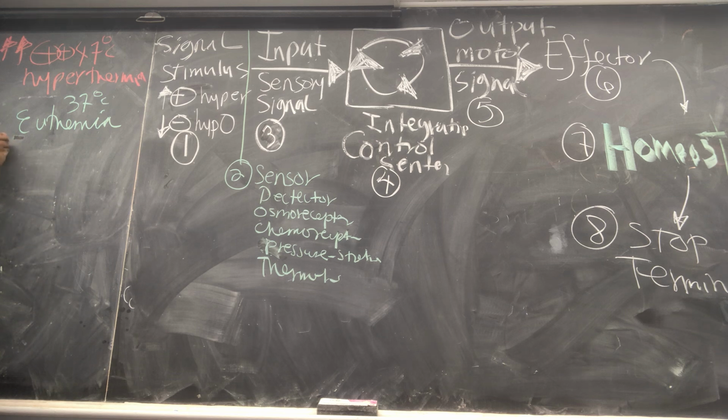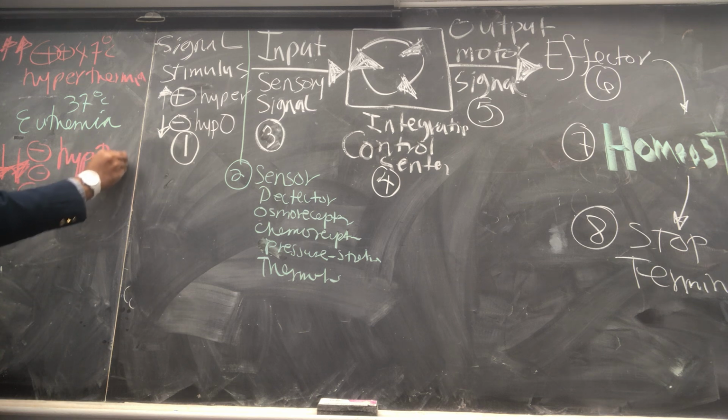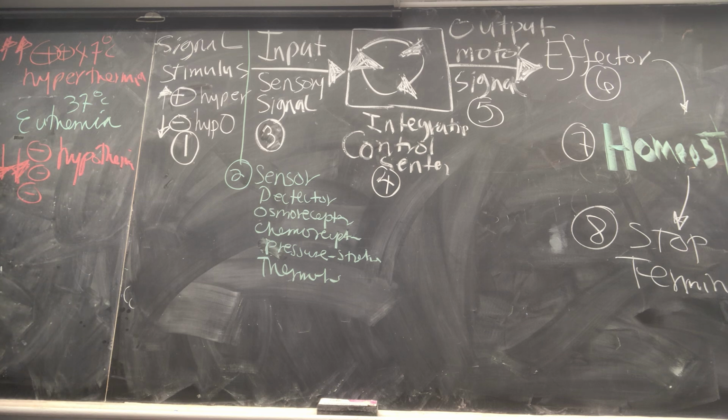And if it drops too much, now that's no longer euthermia. Now that's a drop, minus. That is now known as hypothermia. So now these are two separate scenarios. That's scenario number 1 and that's scenario number 2. So let's begin with scenario number 1.